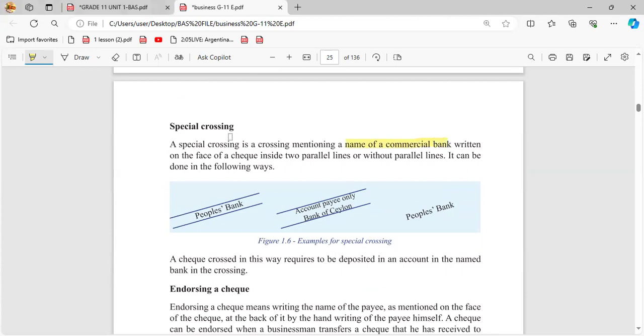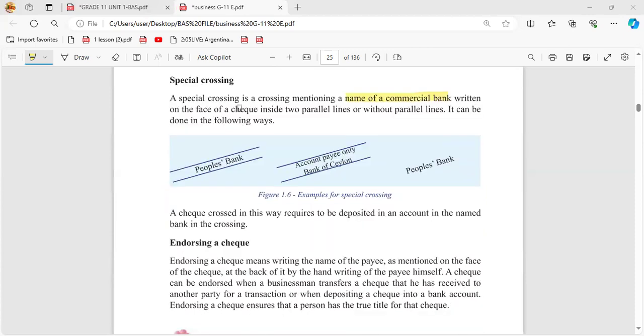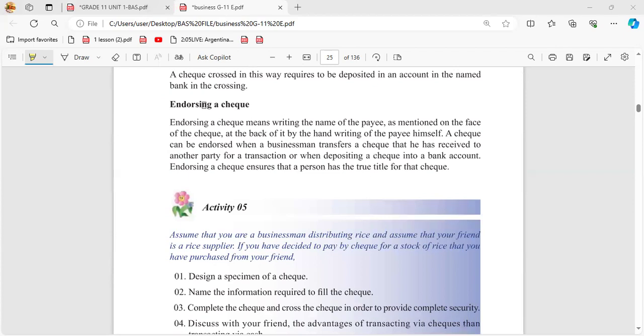Actually, in the O-level syllabus, there is nothing to learn deeply, right? Everything that we are going to learn deeply is if you are doing commerce for A-levels. Am I clear? Right. Endorsing a check. What do you mean by endorsing a check? Right. Okay.